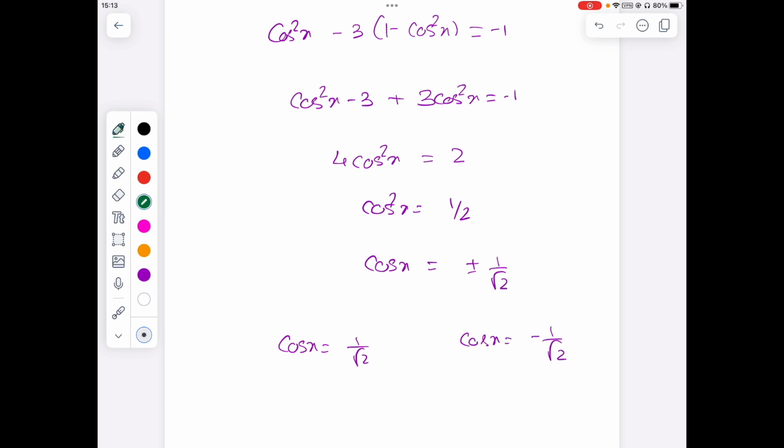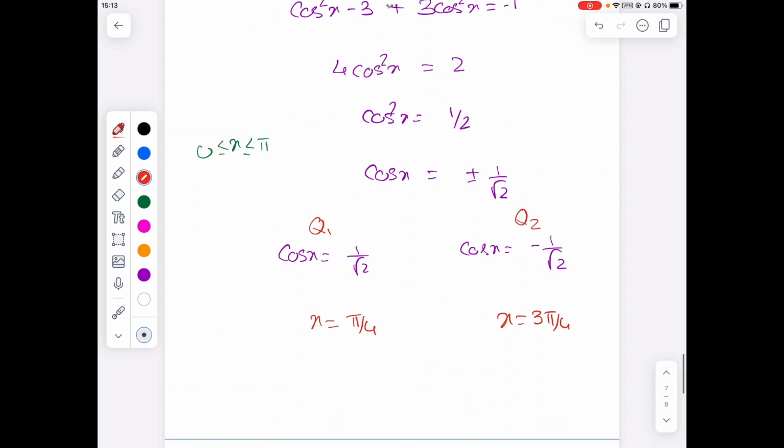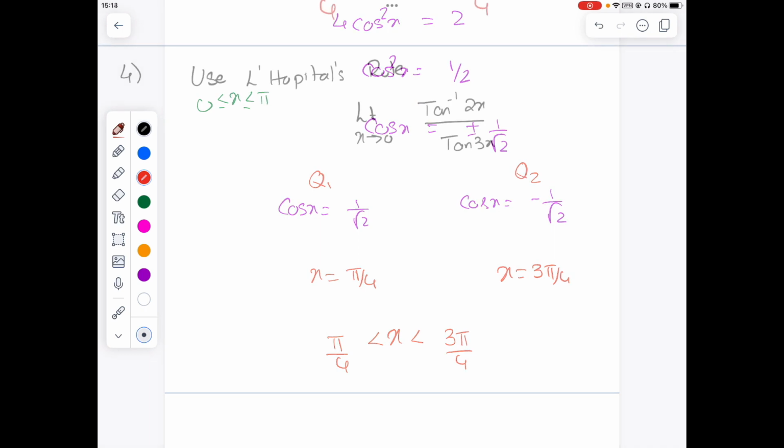So again we know that x lies between 0 to pi, means first quadrant and second quadrant. So this is the first quadrant value and this is the second quadrant value. So x equals pi upon 4 over here, x equals 3 pi upon 4 over here. So we can see that between pi upon 4 and 3 pi upon 4, the f prime x is greater than 1. So what is that answer I'm going to write? x lies between pi upon 4 and 3 pi upon 4.